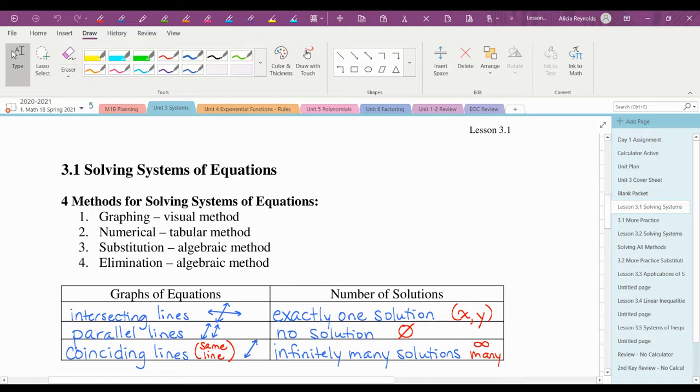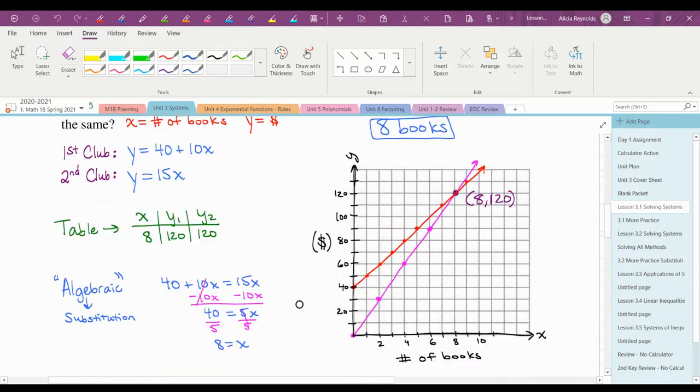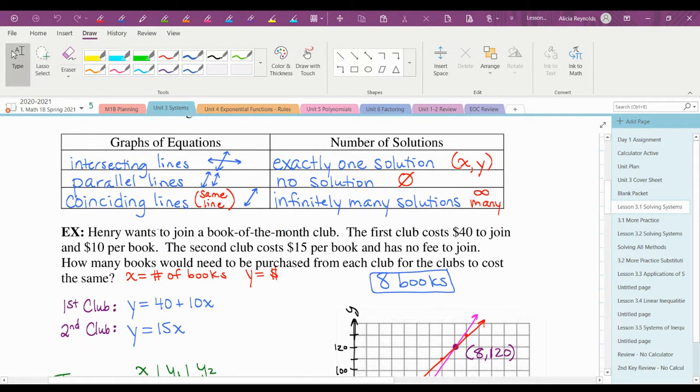When we're looking at the graphs of equations, we can either have intersecting lines, parallel lines, or lines that coincide, which means it's the same line. If we have intersecting lines, we'll have exactly one solution represented by an ordered pair x, y.